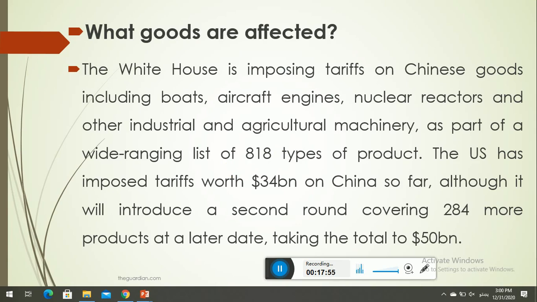Chinese products. The US has imposed tariffs worth $34 billion on China so far, although it will introduce a second round covering 284 more products at a later date, taking the total to $50 billion. So the United States is imposing almost $50 billion in tariffs on Chinese companies, so at least they can help their domestic products.